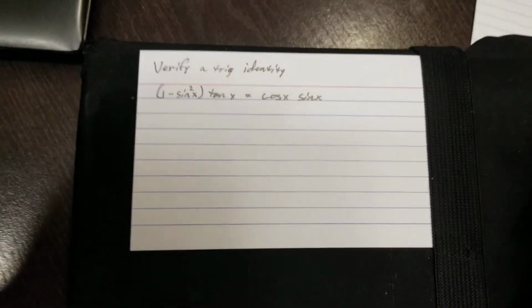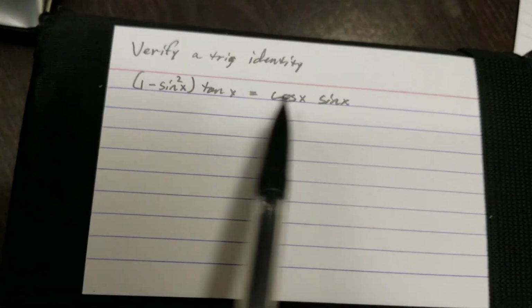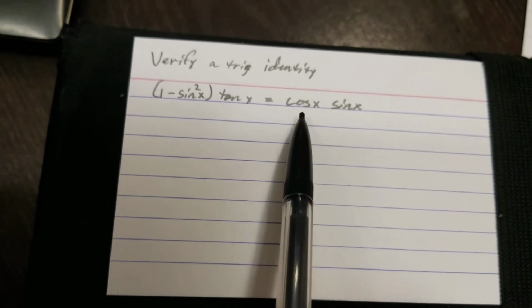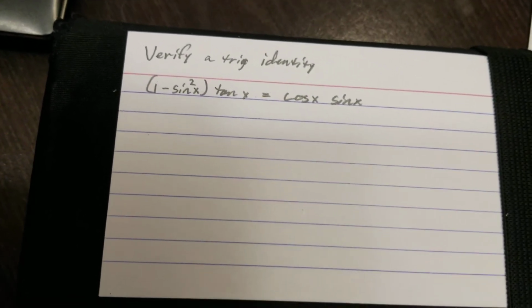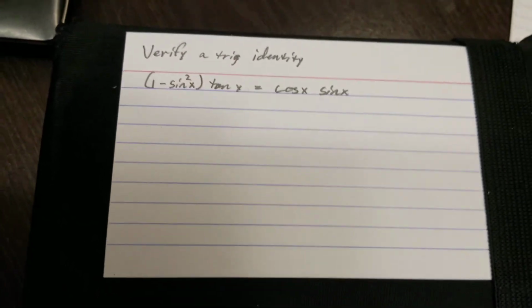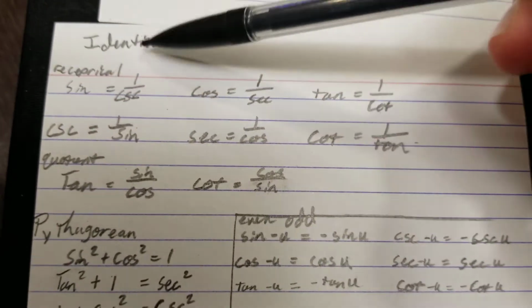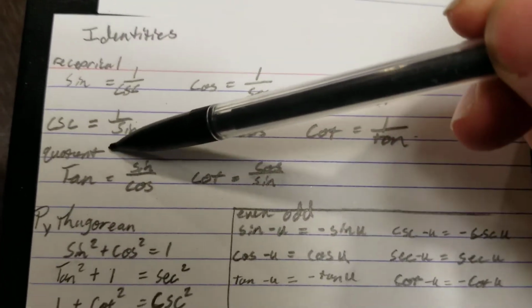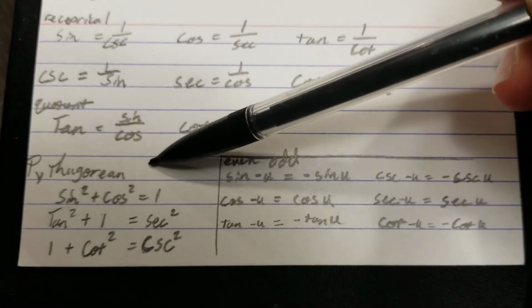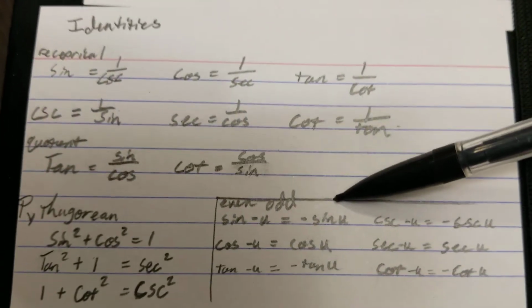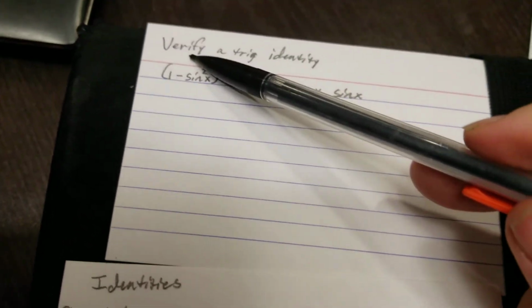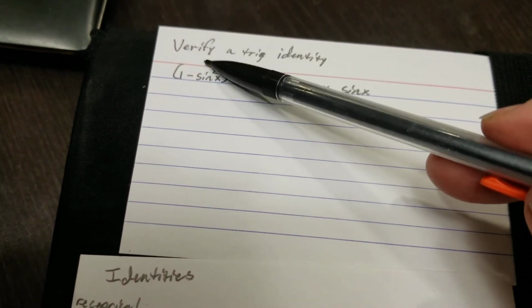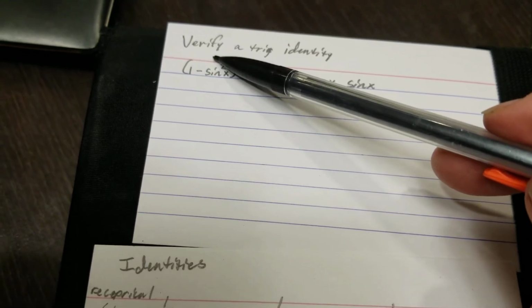Verifying a trig identity. So I have an identity here, and I'm going to solve this as if I were proving it, so that you can use this video for both proving and verifying. In verifying, you just need to be able to say that you're using a reciprocal property or a quotient property or the Pythagorean property or an even and odd property. Okay, and so verifying is telling why each step works. Proving is coming up with the step and the why.